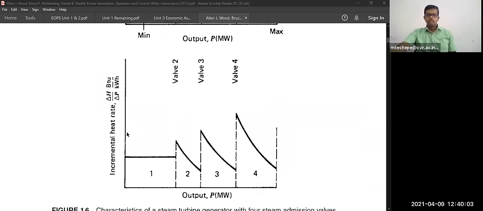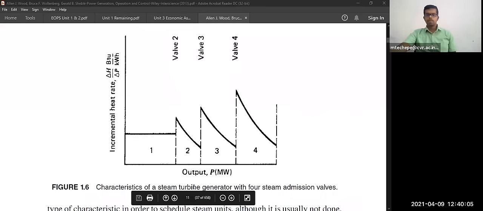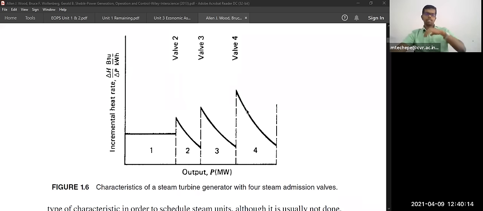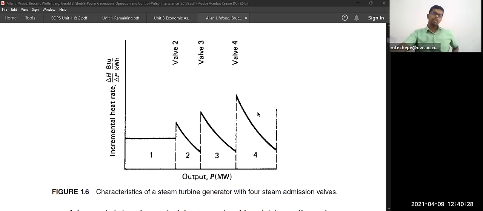So this is the characteristics of steam turbine generating units with 4 steam admission valves. These are parallel steam admission valves, that is, 4 steam valves connected to a particular turbine or many turbines. So in those turbines, how the generation will be, like that we have seen.